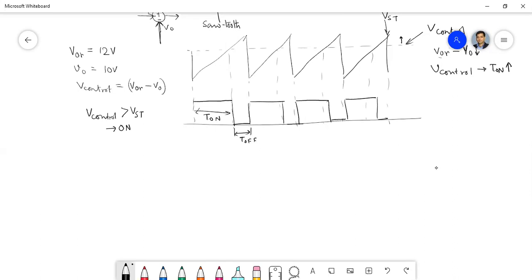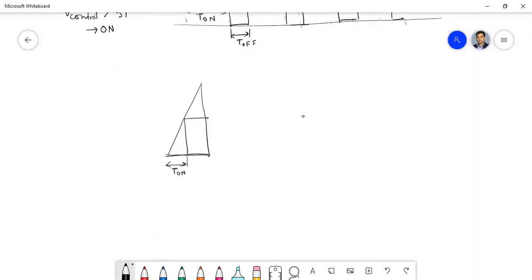And if we want to derive the expression between this pulse width or duty cycle and the control signal and the sawtooth signal, suppose this is the part of the sawtooth, and you have seen that this portion will be your T on. The rest of the portion will be T off, or we can write this total as T. Up to this you have the control voltage, and up to this you have the sawtooth waveform's maximum value. So you can write VST cap. Cap means it's the maximum value of the sawtooth waveform.